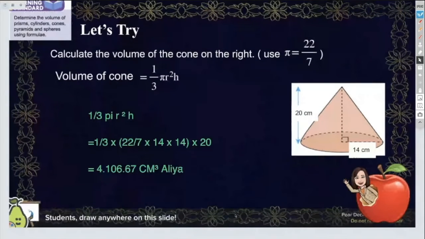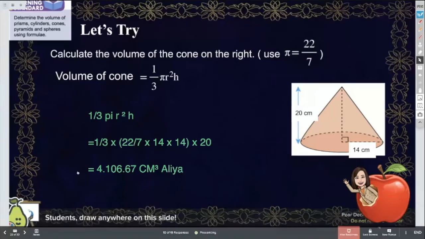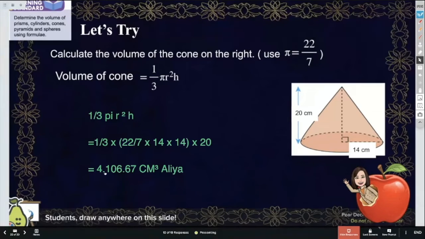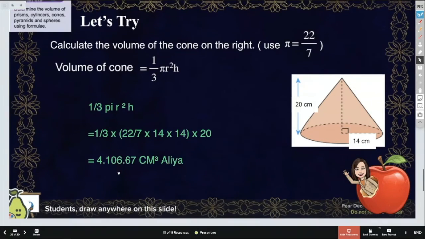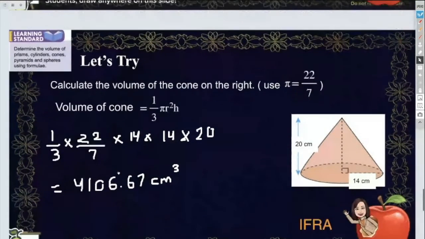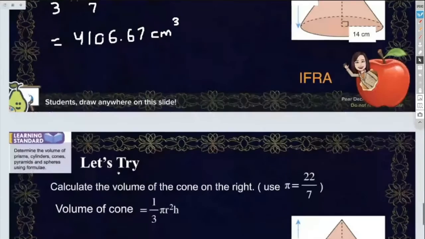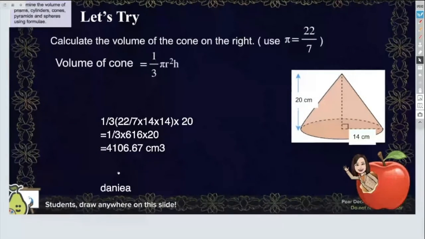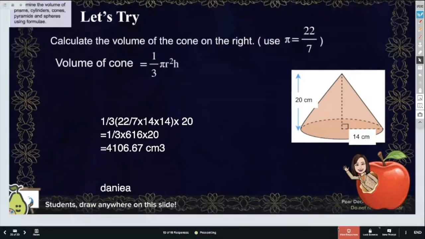Alia, bukan 4.106 tau. 4,106.67. You nak put comma sini kan. Nanti exam kalau buat macam ini, salah juga tau. Don't put point. Kalau buat comma, okey lagi. Point tu dah jadi macam tempat perpuluhan, titik perpuluhan tu. Silap. Okay, salah. Okay, ada lagi tak nak hantar? Tak ada, cikgu pergi yang seterusnya dah.